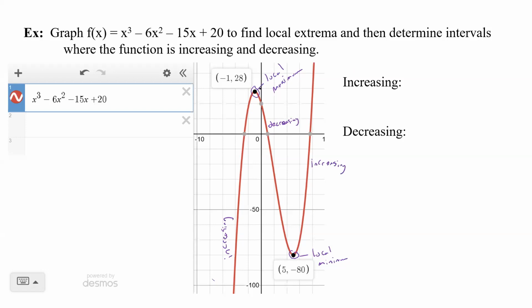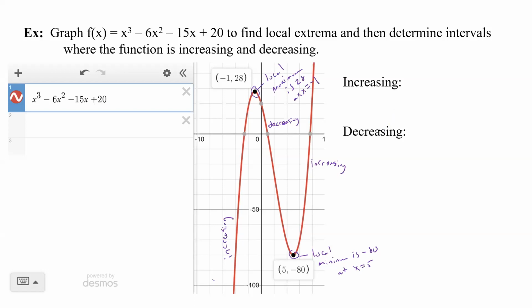So we found the extrema. The local maximum value is 28 when x is -1. And here, the local minimum is -80 when x is equal to 5. So the local minimum is -80 at x equals 5, and the local max is 28 at x equals -1, okay? Now we need the intervals.